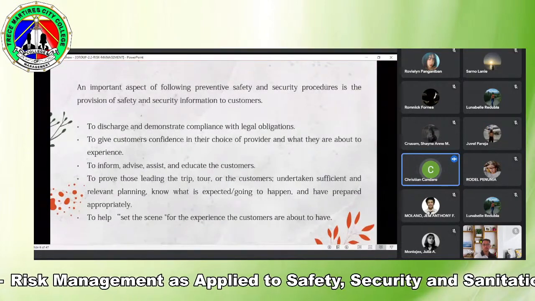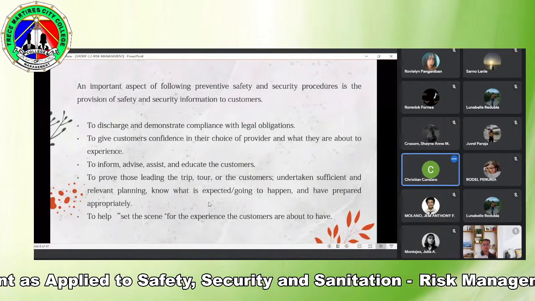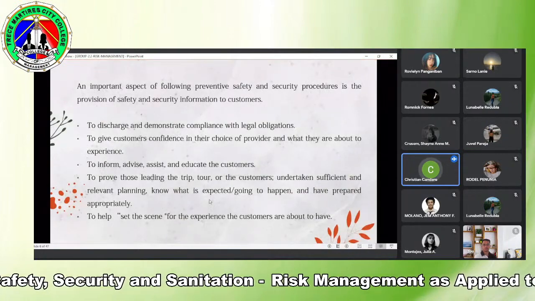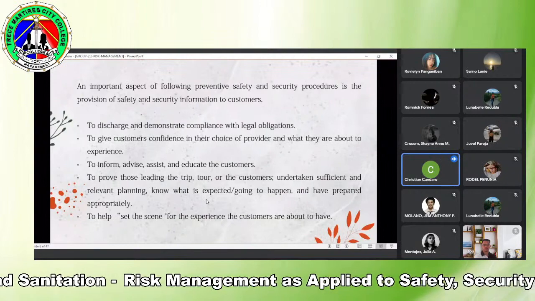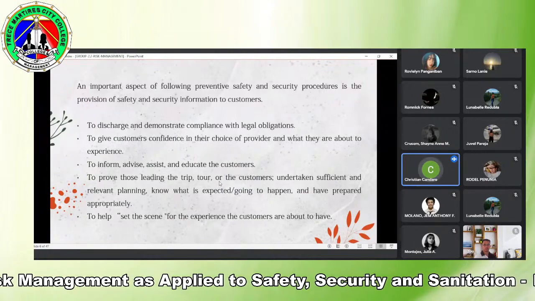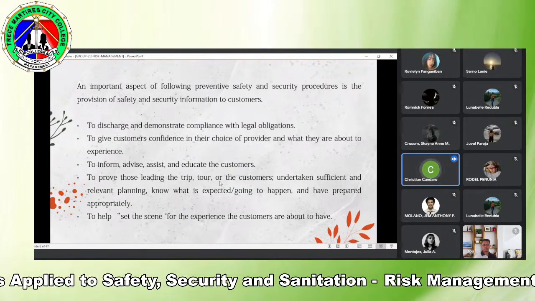Next is to inform, advise, assist, and educate the customers. Why is it so important to inform, advise, assist, and educate the customers? Because it can gain the following. First, it builds customer trust. Second, it reduces complaints. Third, it enhances customers' loyalty.